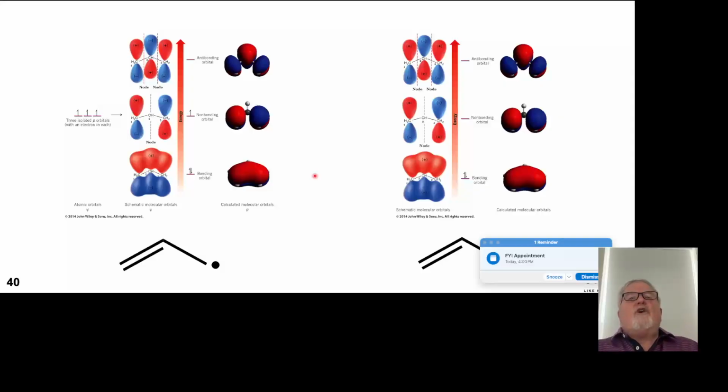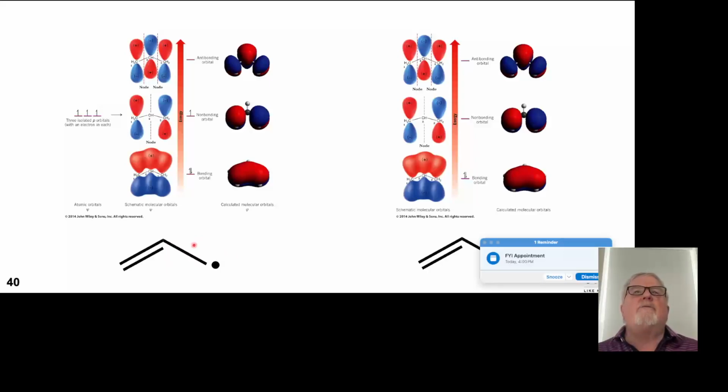Now let's take a look at the allyl system. This is the 3-carbon system, which in valence bond theory, and we'll see this in just a second, we use resonance to describe what's going on. But we don't need to. We can use molecular orbital analysis just as easily.